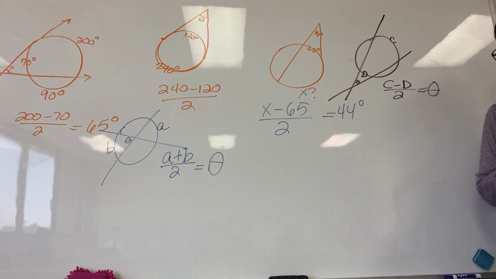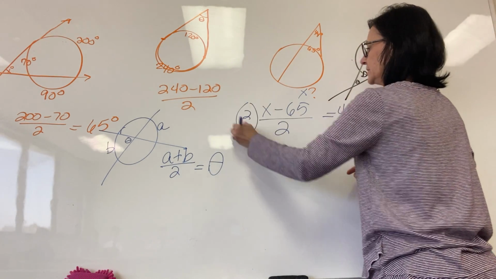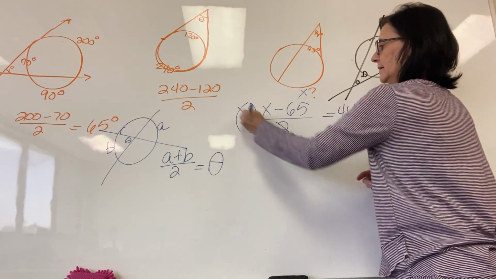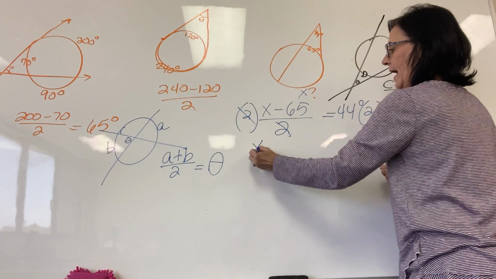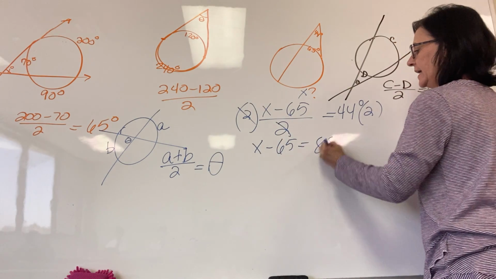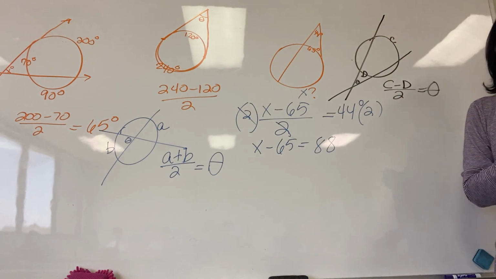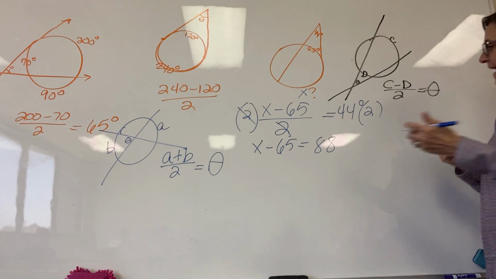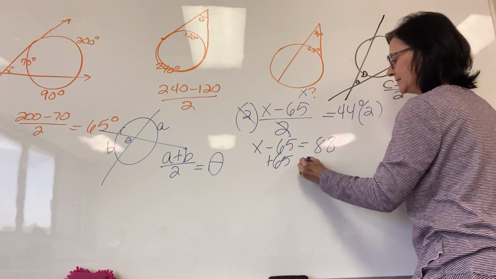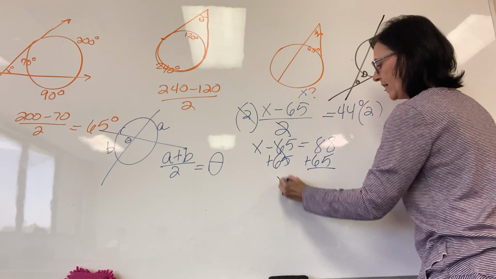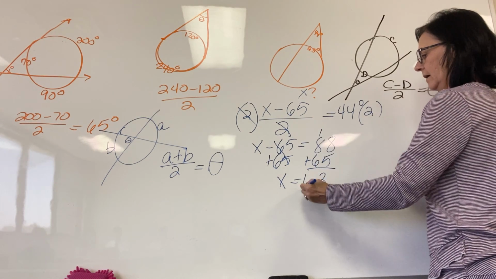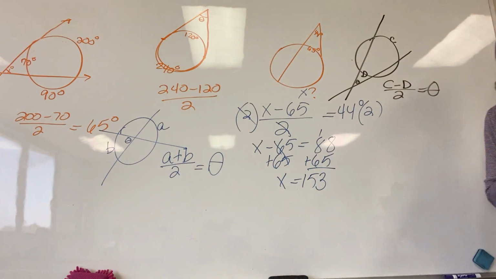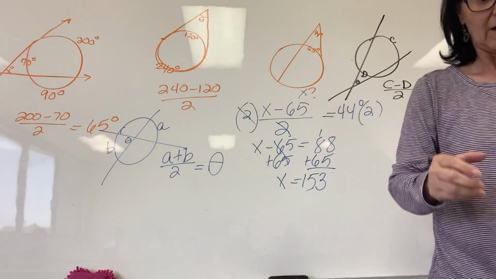Yes, Corinne? Could you multiply both sides by 2? Multiply by 2, both sides. Yes. That eliminates the denominator. So we're left with X minus 65 is 88. Finley, what do I do next? Add 65 to both sides. So that the value of X is, what is that? 153? 153? All right.